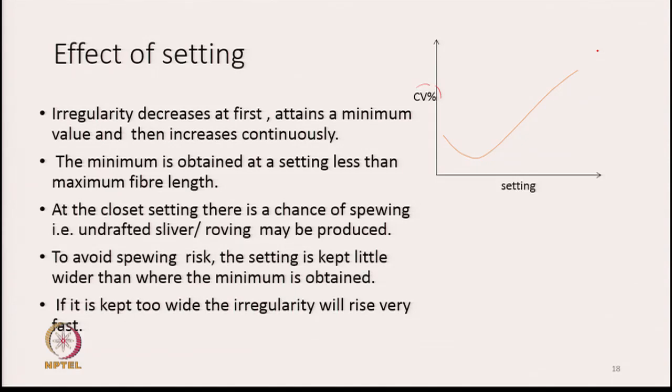In the case of cotton, we have fibers starting from 4-5 millimeters to, let us say, 51 millimeters, because we have shorter fibers and we have long fibers. We all know in the case of cotton it is a mixture of fibers, and the minimum CV is obtained when the setting is just less than the maximum fiber length.